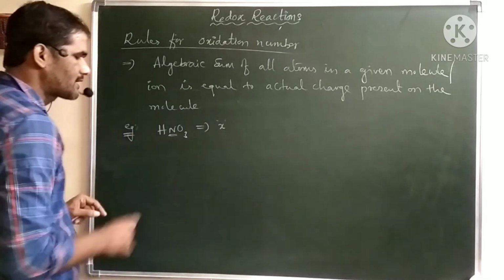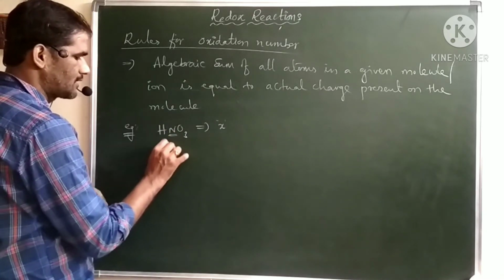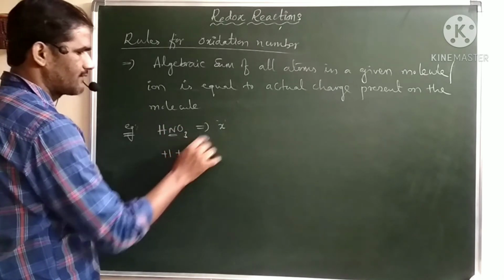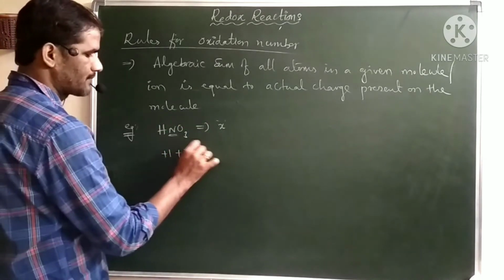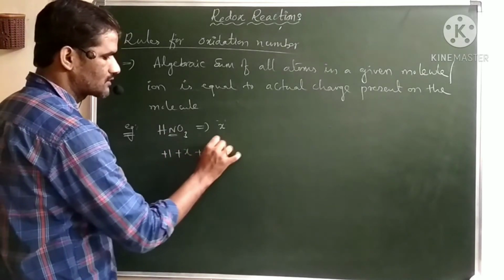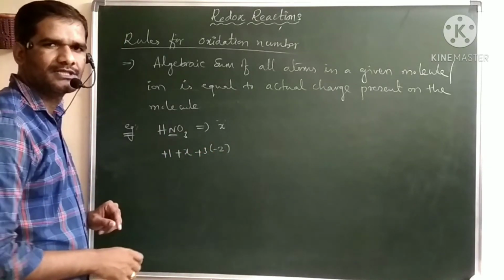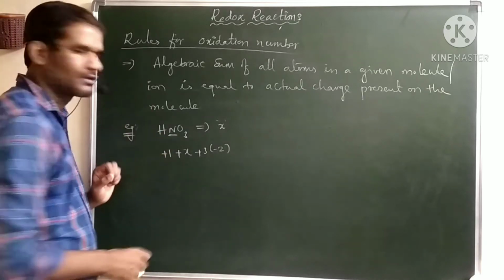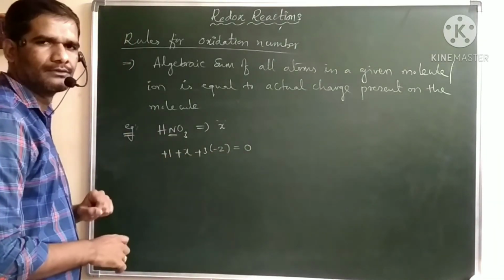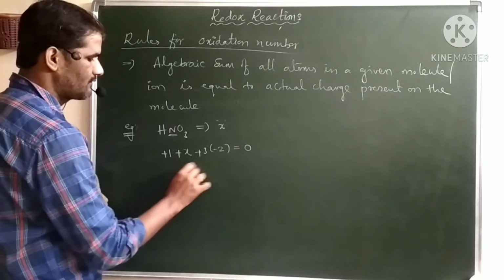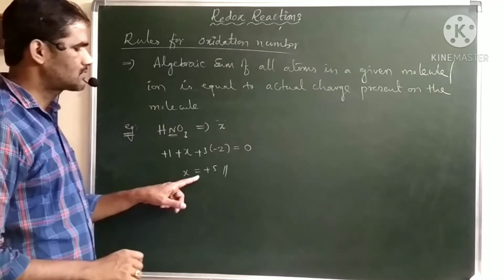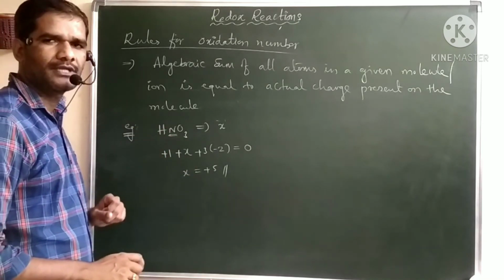So algebraic sum: hydrogen oxidation state +1, plus nitrogen oxidation state we assumed X, plus there are 3 oxygen atoms and each oxygen carries -2 oxidation state, that we know according to the rule, is equal to 0. Why? Because it is a neutral molecule. If you solve, we get X equals +5. So the oxidation state of nitrogen in HNO3 is +5.